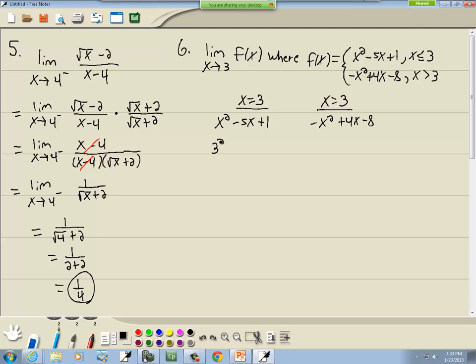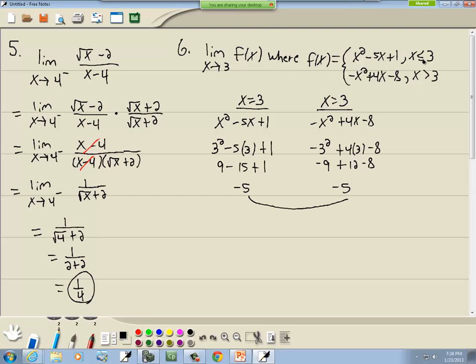So we're going to have 3 squared minus 5 times 3 plus 1. So we've got 9 minus 15 plus 1, which gives us negative 5. And if I plug it in here, I got negative 3 squared plus 4 times 3 minus 8. So negative 9 plus 12 minus 8, which gives us negative 5. Notice these are both the same.